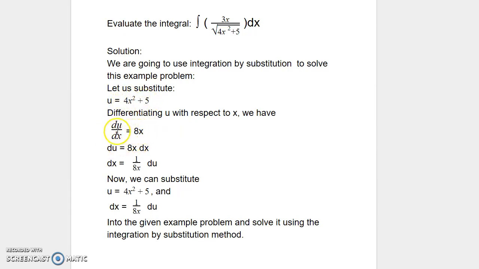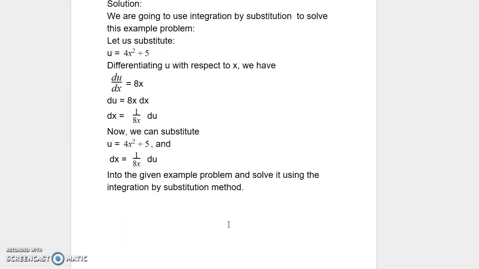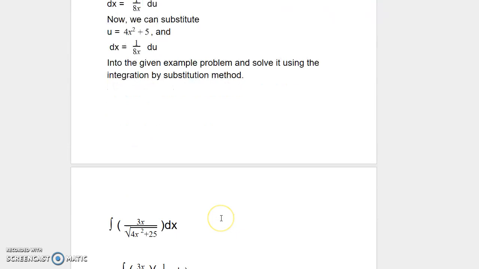So we can rewrite this as du is equal to 8x dx. I brought this dx to the side of this 8x. If I want to express it in terms of dx, I can write it as 1 over 8x du. Now we can substitute u as equal to 4x squared plus 5 and dx as equal to 1 over 8x du into the given example problem and then solve it using the integration by substitution method.